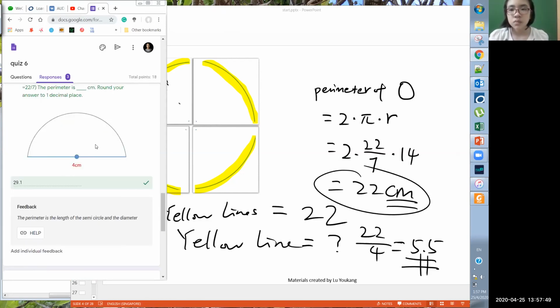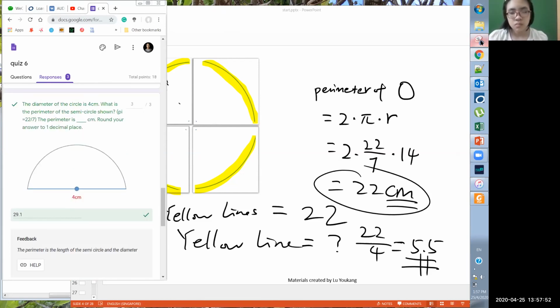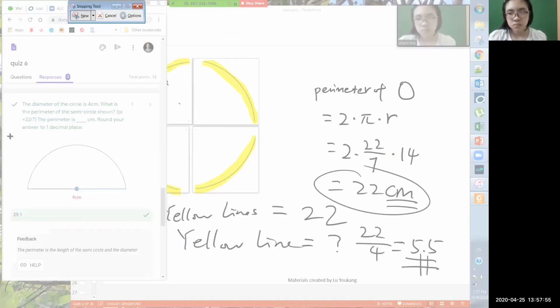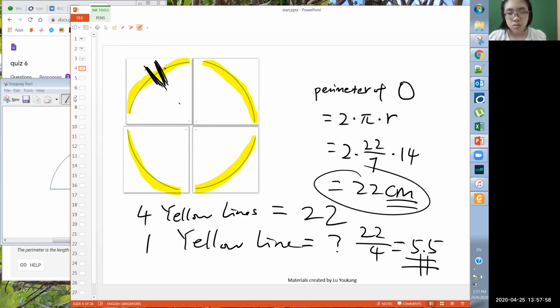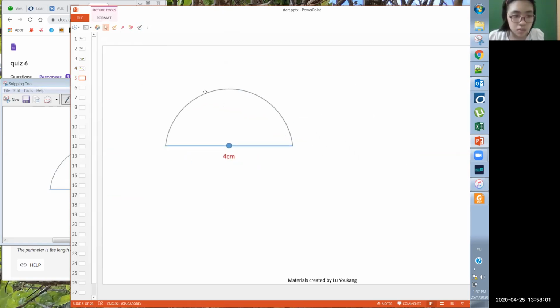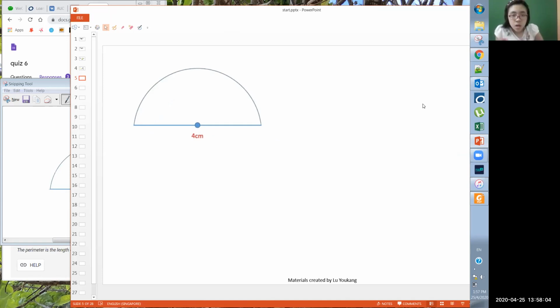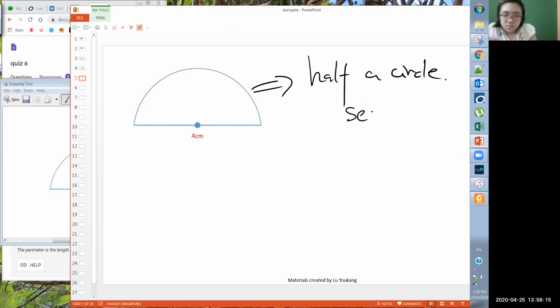Okay, so what are we talking about here in this question? This is called what? Half of a circle, which is a semicircle. Very good. So what's the name for this one? Diameter. Very good.